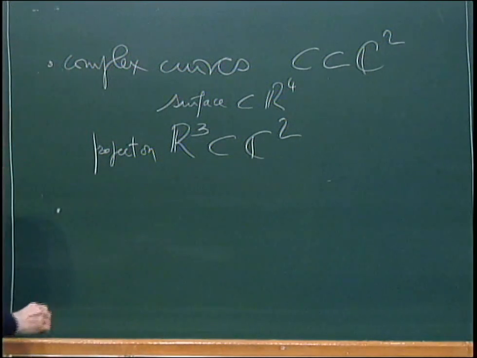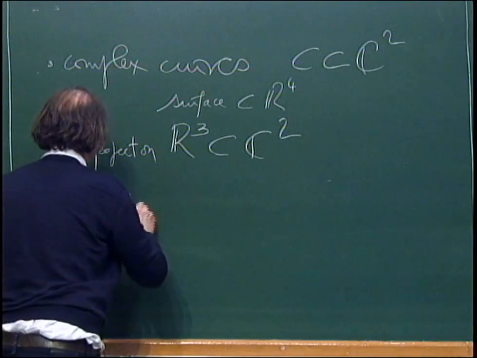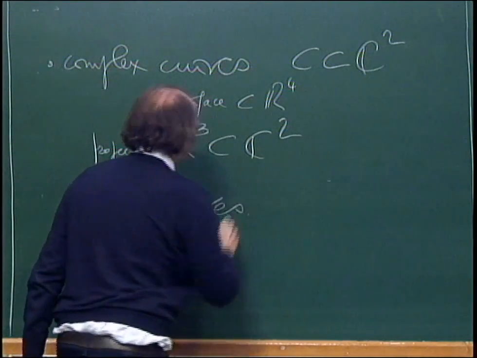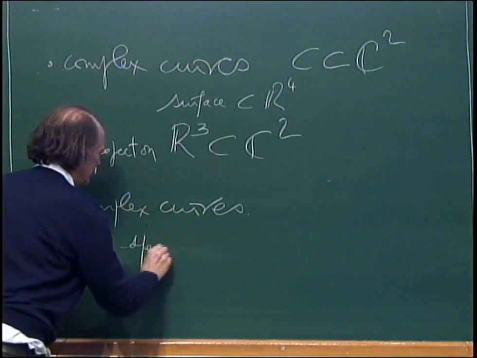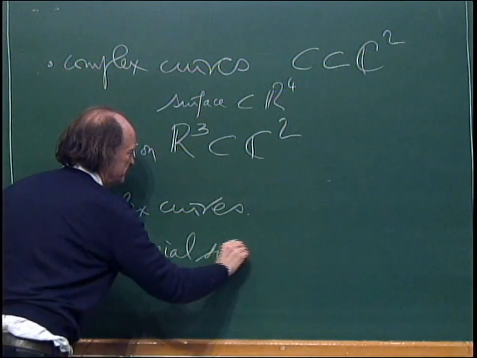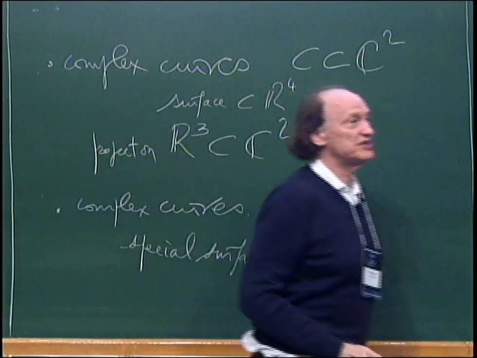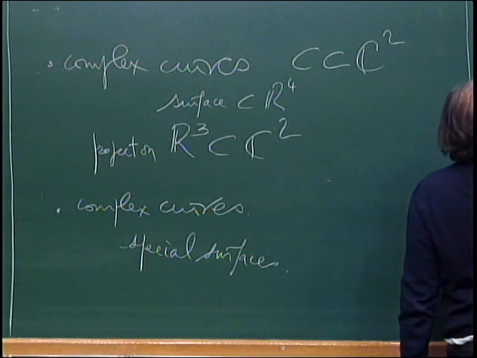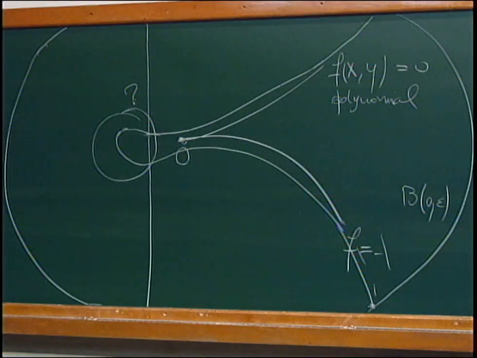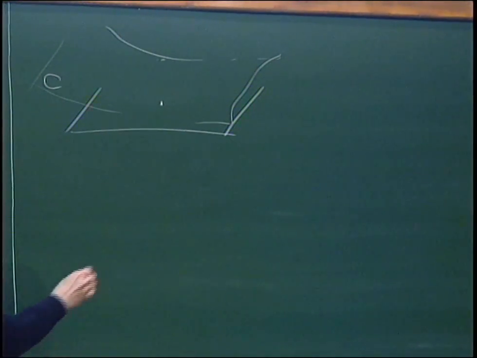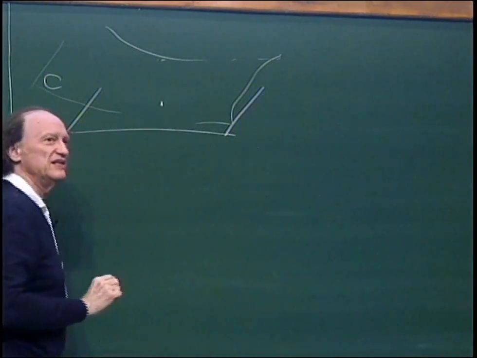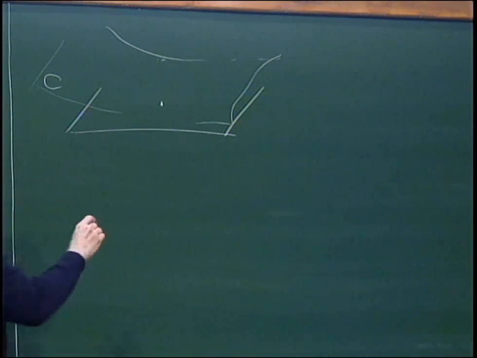One more observation about complex curves. They are very special surfaces. And in particular, they have a local property, which is the following. Here is the surface, so now I do my best not to draw it. And the tangent plane, which is a tangent complex line.